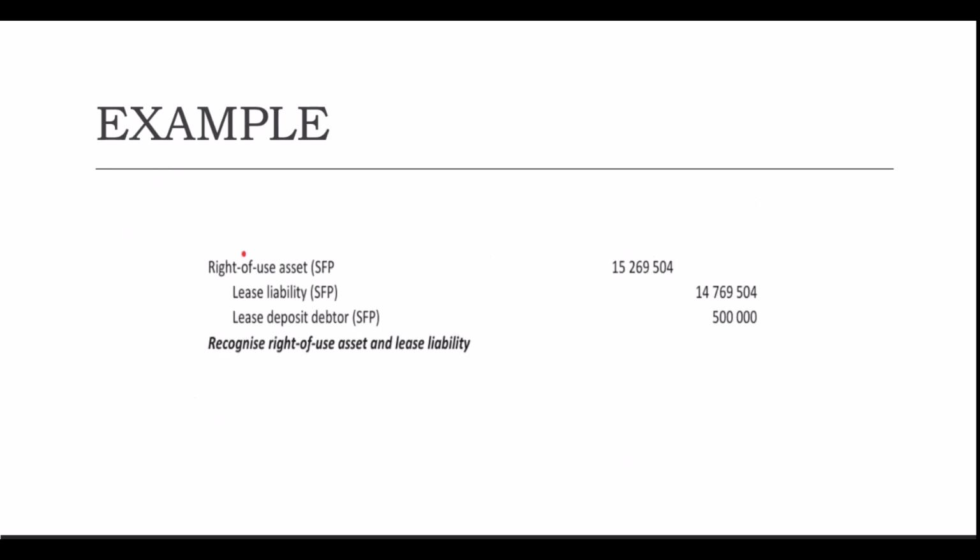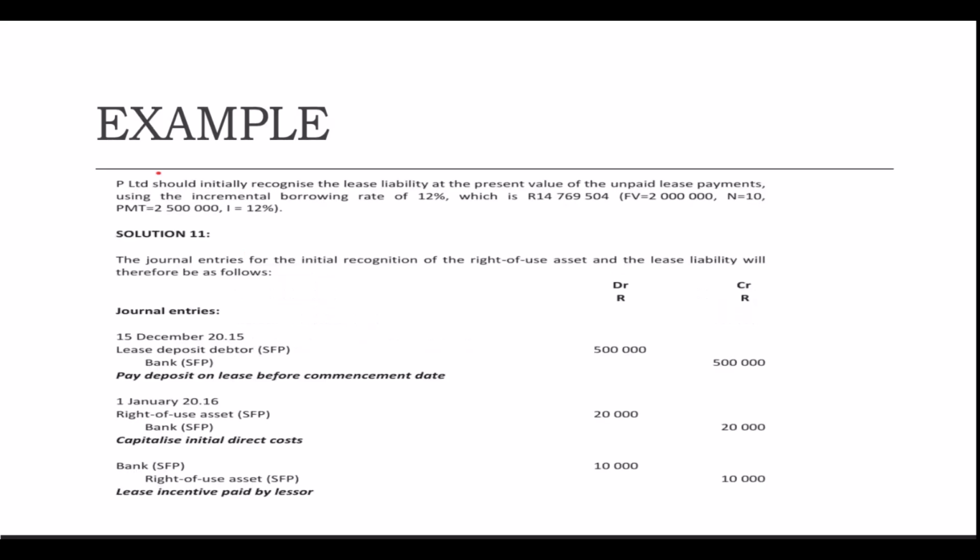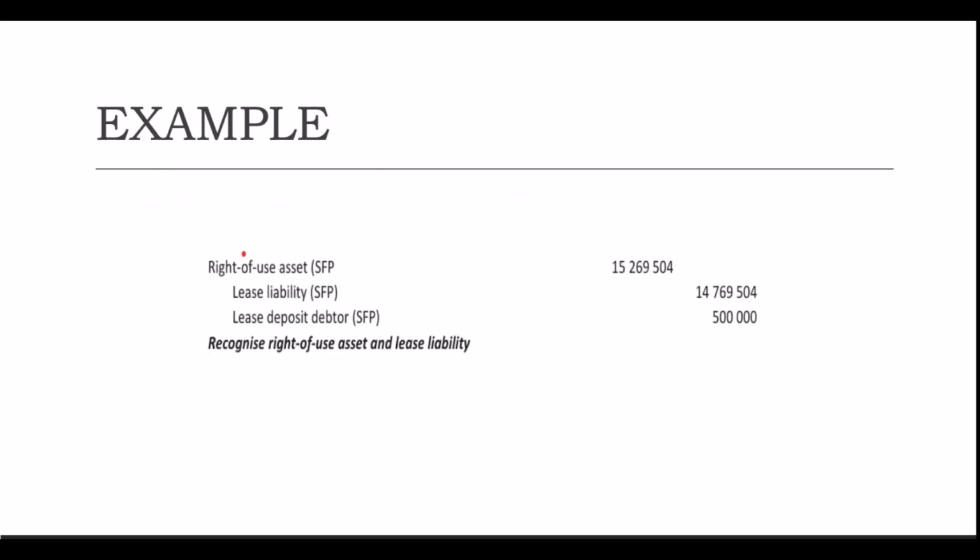So the general entry: right of use of an asset, you debit it. The first part is the lease liability, which you calculated here, right? 14,769,504. Guys, use your financial calculators and try and get this amount. You get it. 14,769,504. So you have right of use of an asset, credit lease liability 14,769,504.